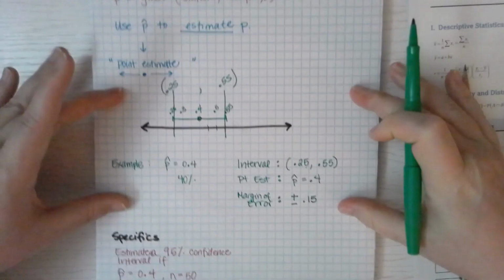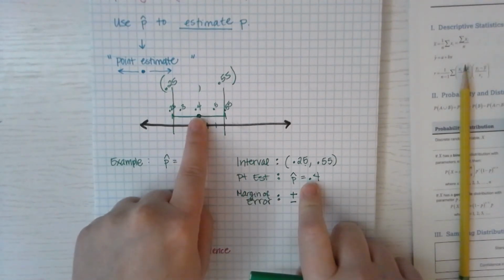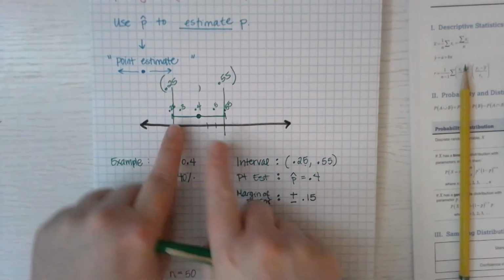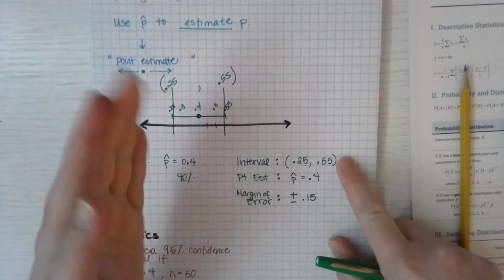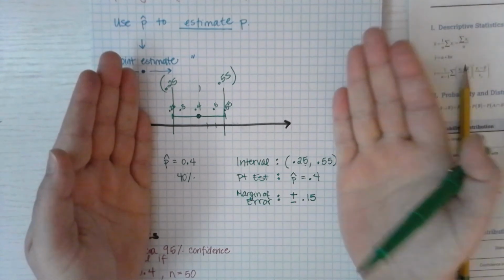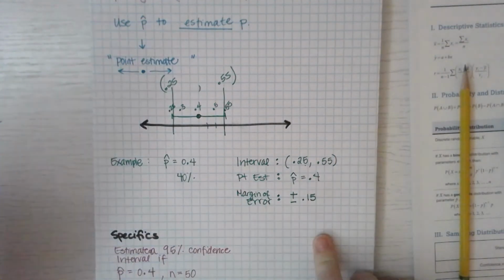So when we're dealing with an interval, you're going to have a center location, a point estimate, a margin of error to take us to the left and to the right, which gives us our interval, the farthest left to the farthest right. And yes, you always want to put your small number on the left and your big number on the right.